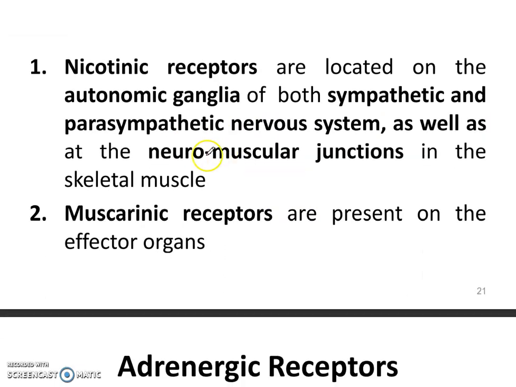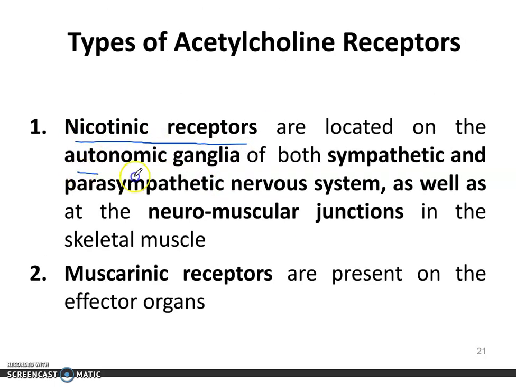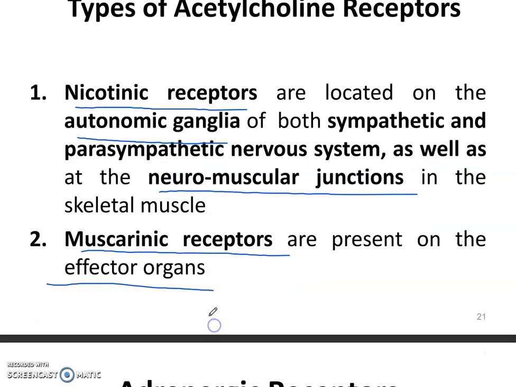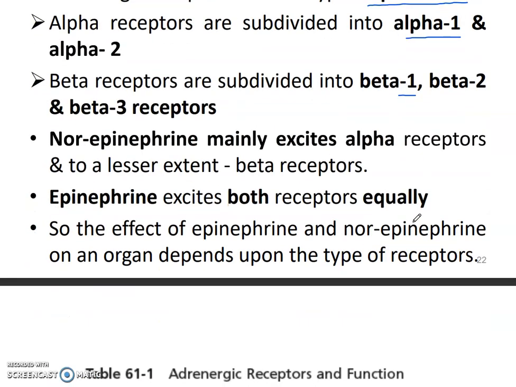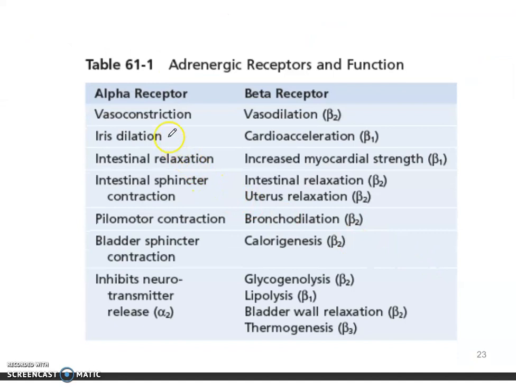Types of acetylcholine receptors: there are nicotinic receptors, which are located on the autonomic ganglia of both the sympathetic and parasympathetic nervous system, as well as the neuromuscular junction and the skeletal muscles. The muscarinic receptors are present on the effector organs. The adrenergic receptors are of two types, alpha and beta. Alpha is divided into alpha 1 and alpha 2. Beta is divided into beta 1, 2, and 3. Norepinephrine mainly excites alpha receptors and, to a lesser extent, beta receptors, and epinephrine excites both receptors equally. So the effect of epinephrine and norepinephrine on an organ depends upon the type of receptors. The alpha receptor functions in vasoconstriction, and the beta receptor functions in vasodilation.